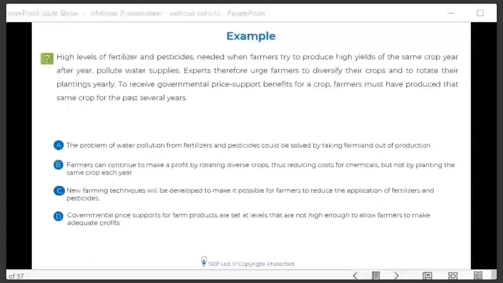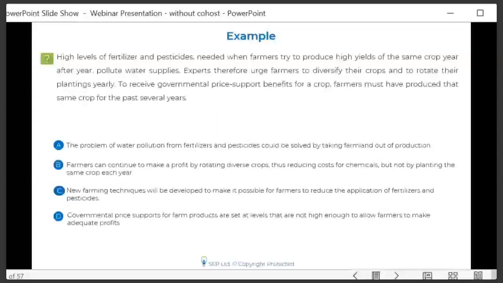So now if I look at each of these choices, okay? Choice A: the problem of water pollution from fertilizers and pesticides could be solved by taking farmland out of production. Now, in the passage, there is nothing mentioned about a solution to water pollution by taking farmland out of production. So this is definitely not true per the information given in the passage.